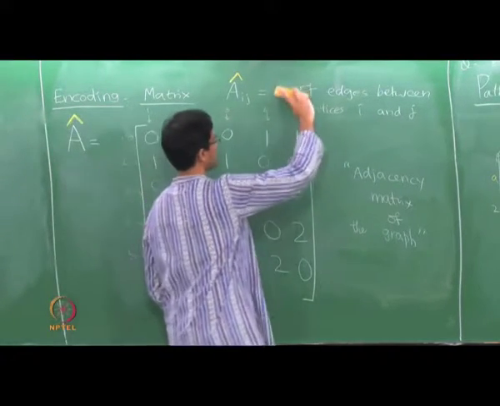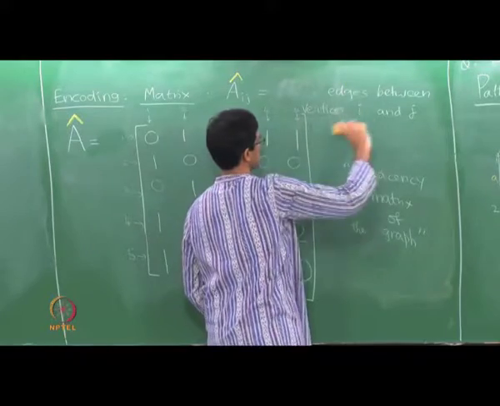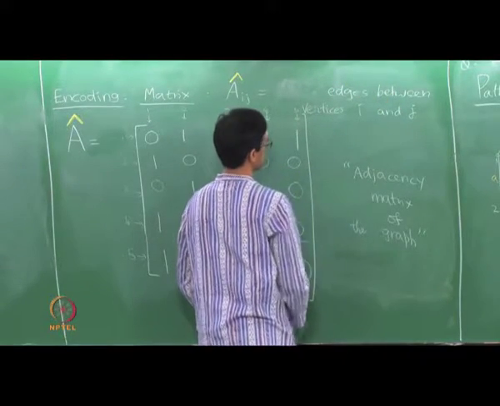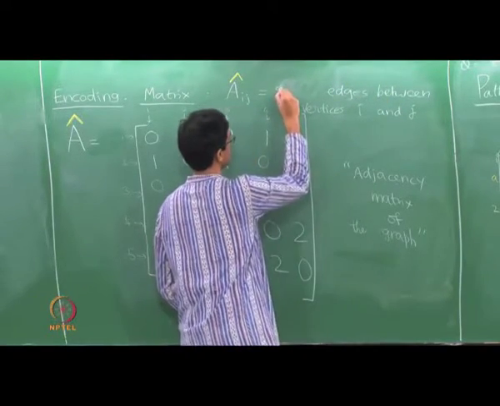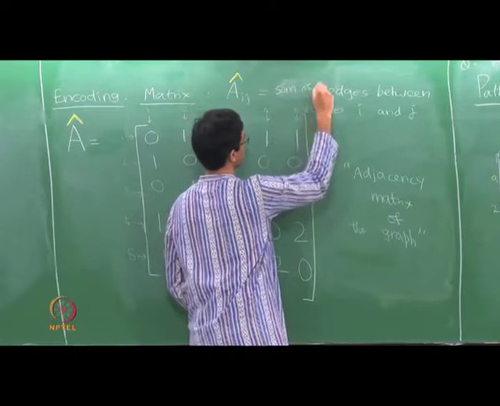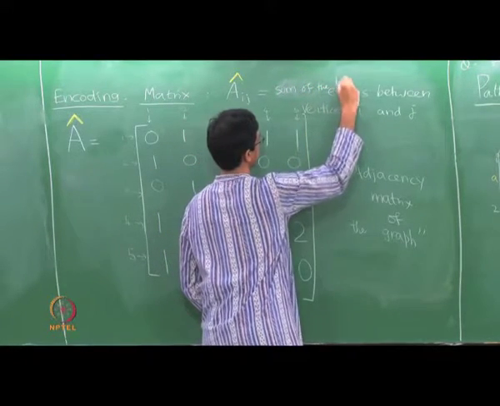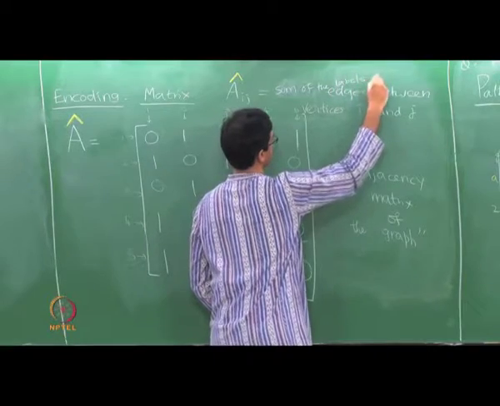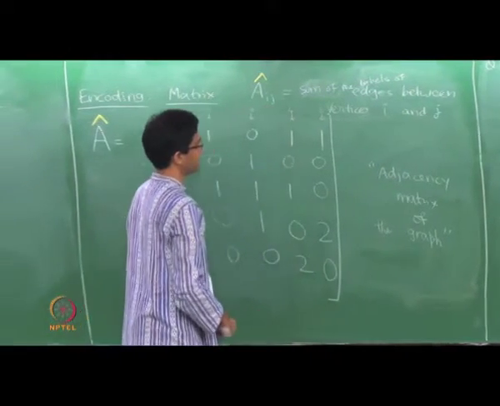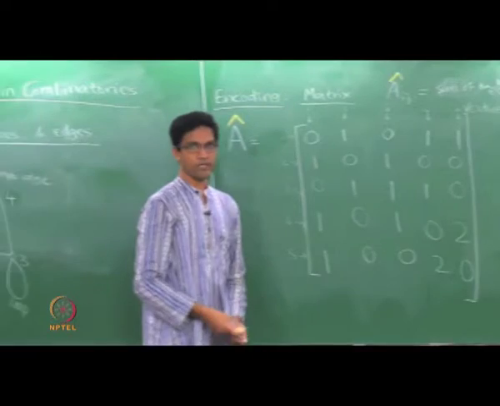So think of A hat ij as being the sum of the labels of the edges between i and j. Okay, so it's slightly more information: the sum of the labels of edges between vertices i and j. Okay, what does that mean in this particular example?